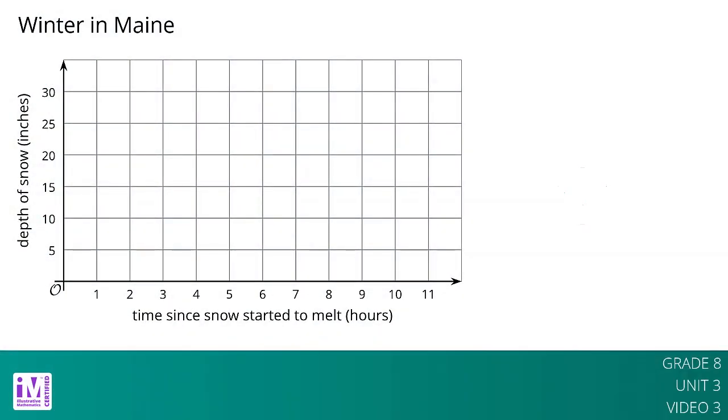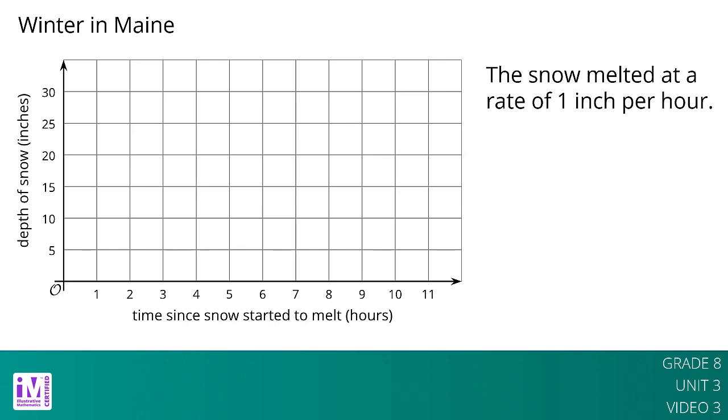At the end of winter in Maine, the snow on the ground was 30 inches deep. Then there was a particularly warm day, and the snow melted at the rate of 1 inch per hour. The graph shows the relationship between the time since the snow started to melt and the depth of the snow.